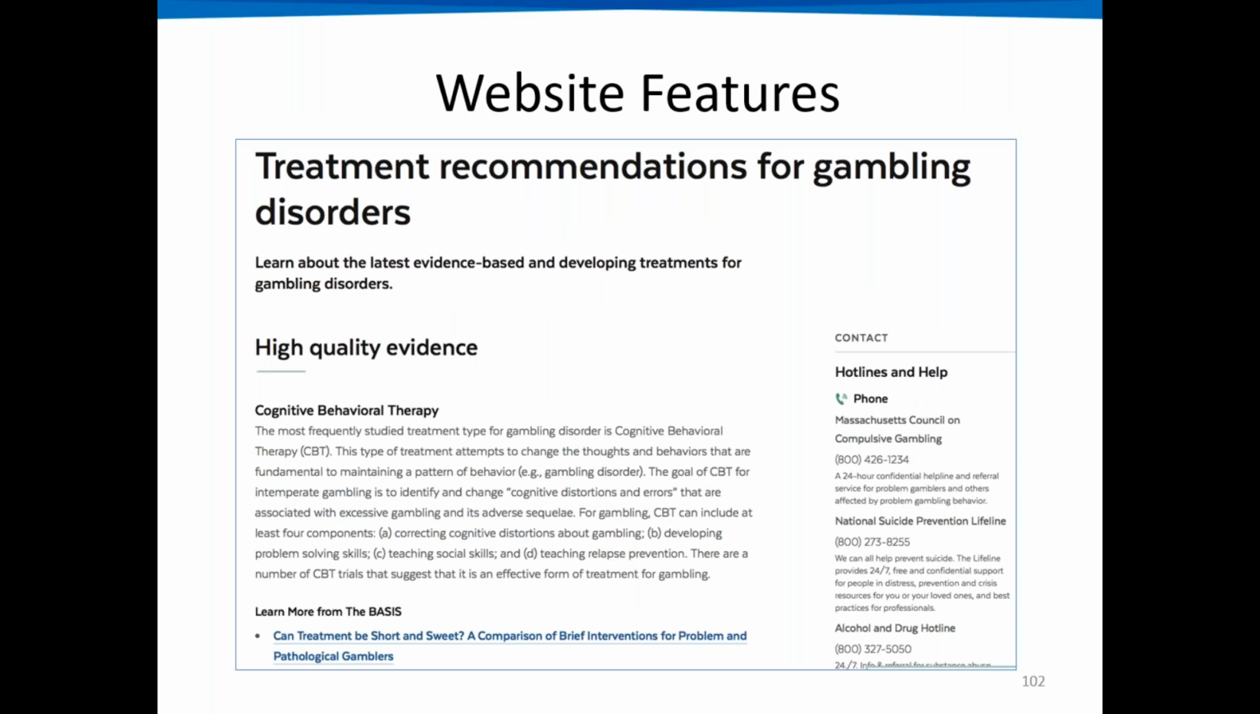A section called Treatment Recommendations for Gambling Disorders provides the main content for the revised evidence-based practice guidelines. This section details each of the high-quality evidence approaches, briefly defining them and describing related evidence. It also includes BASIS links to some related papers. These links will allow readers to read simple research summaries of supporting papers. This section of the website also reviews developing evidence treatment approaches and those with limited evidence.